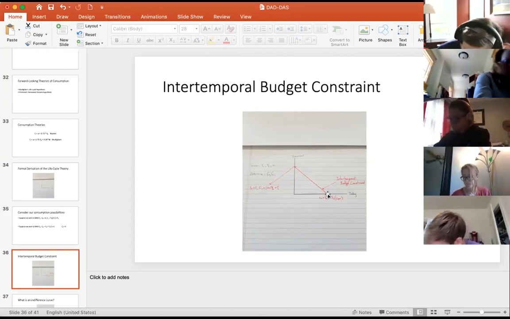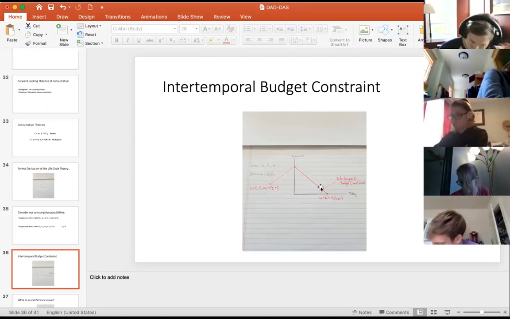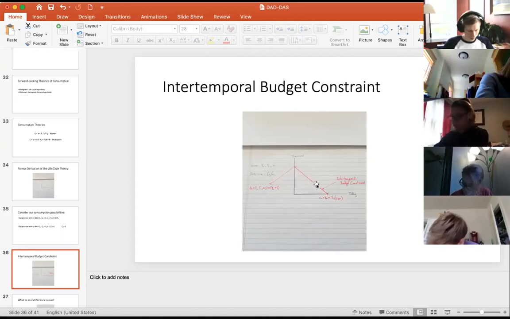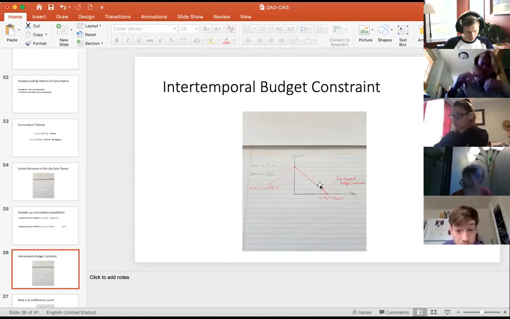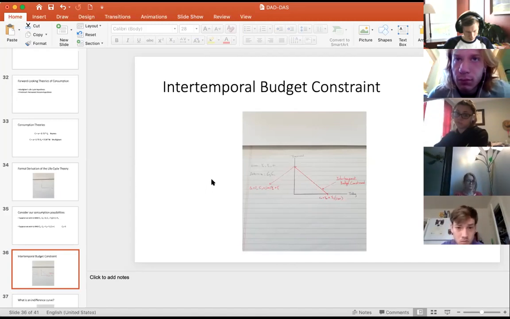So the way this theory works is it says you can choose to be anywhere you want on this line, which means either you borrow or you save. All right. Any questions?